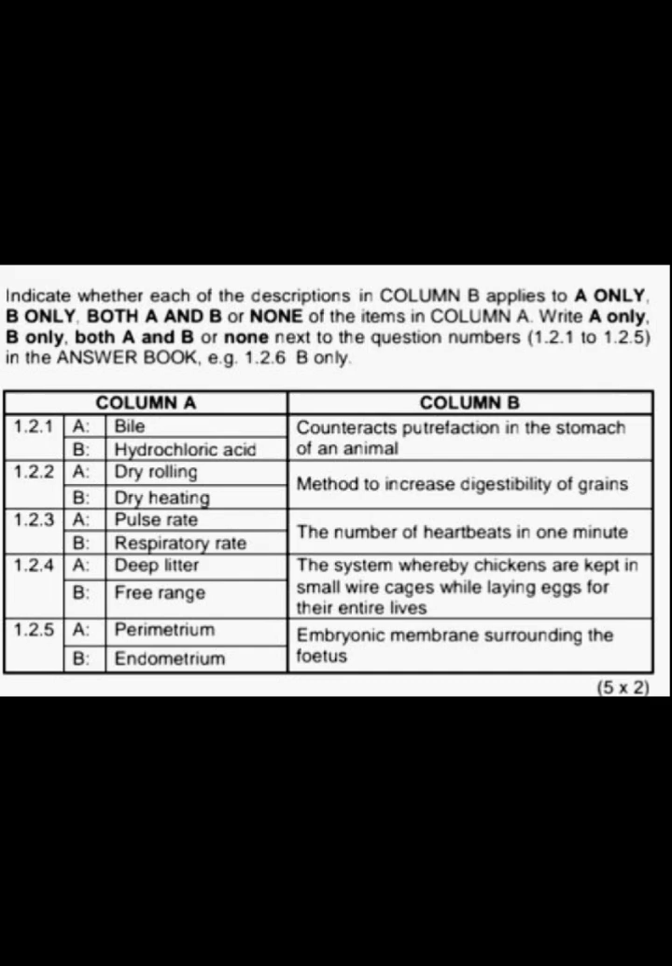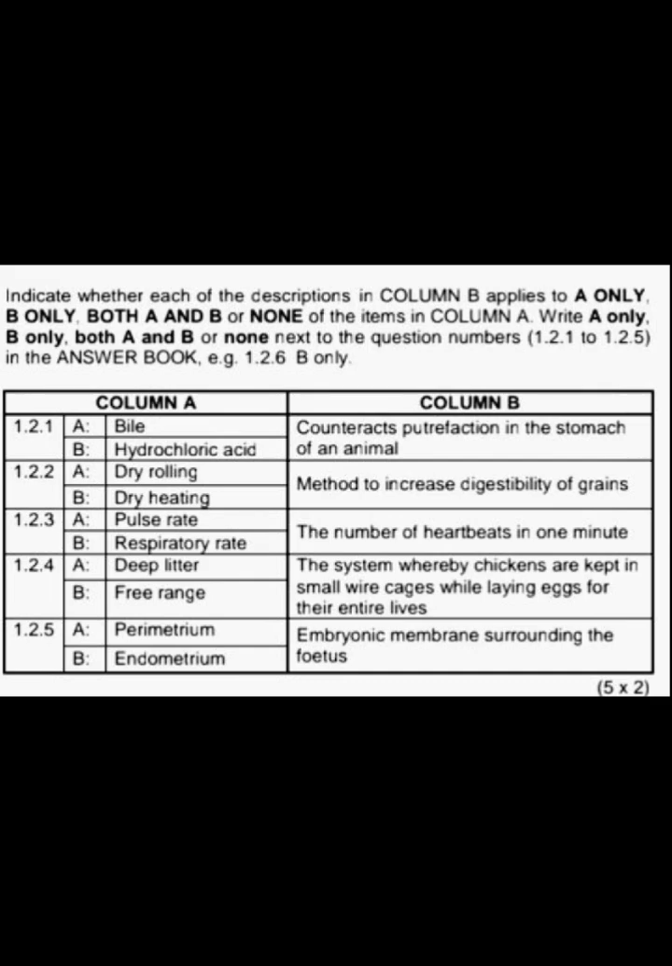Then we look at hydrochloric acid. It's actually the king of the stomach. It's in the stomach. If we know that, we'll say it will be hydrochloric acid. So in the stomach of an animal there is hydrochloric acid. That's how we connect the dots and find our answer. So it will be B only.